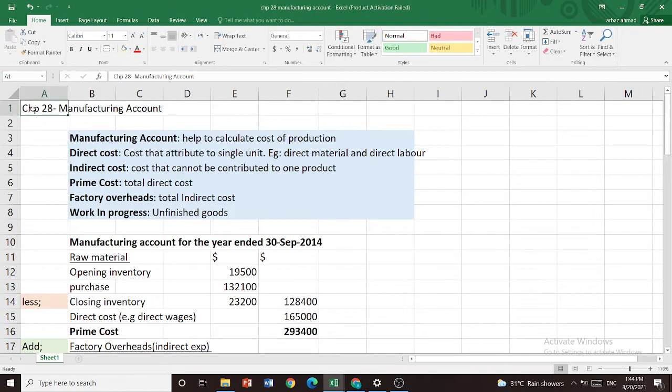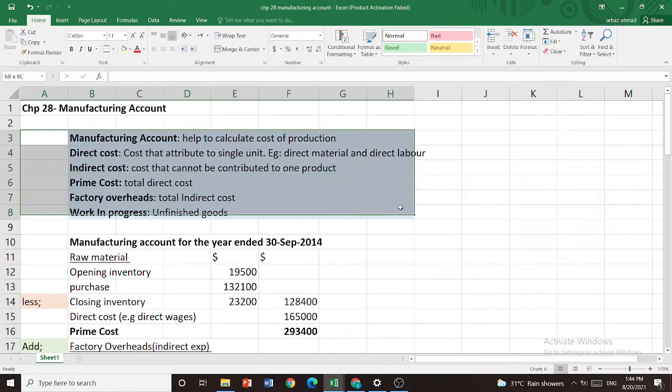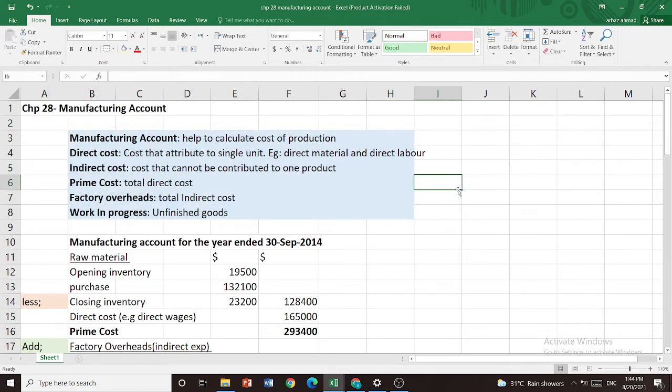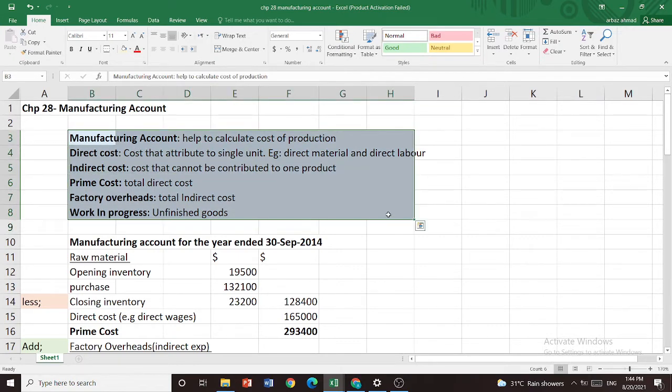Okay, so we are going to do chapter 28, which is manufacturing account. I already explained briefly what manufacturing account is in the last class, but let's recap and have a look at the example. If you have the book in front of you, that will be much more convenient to understand. Okay, so if you have the book right now with you, open it up and follow along.